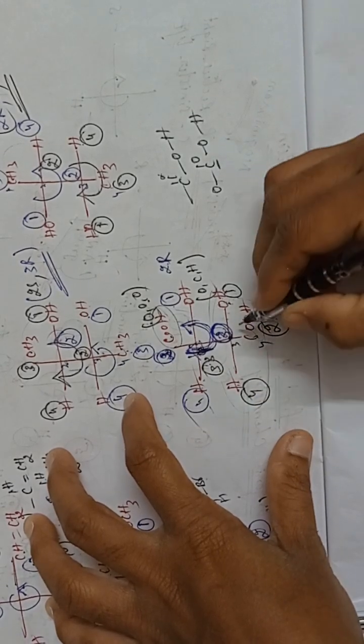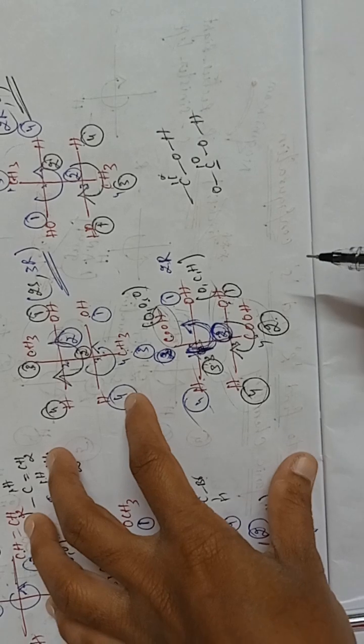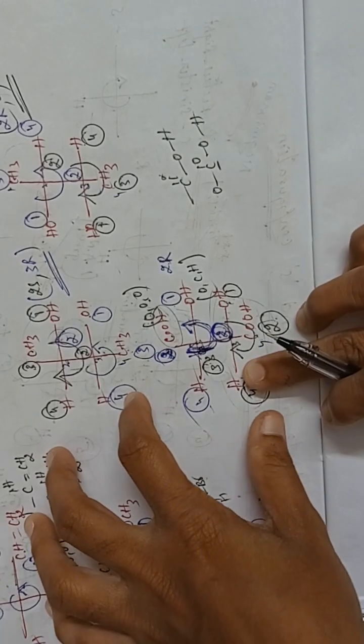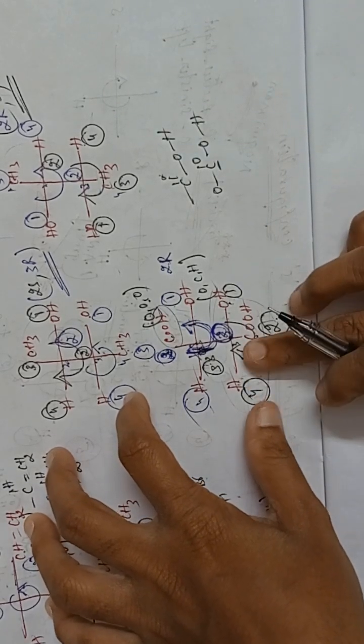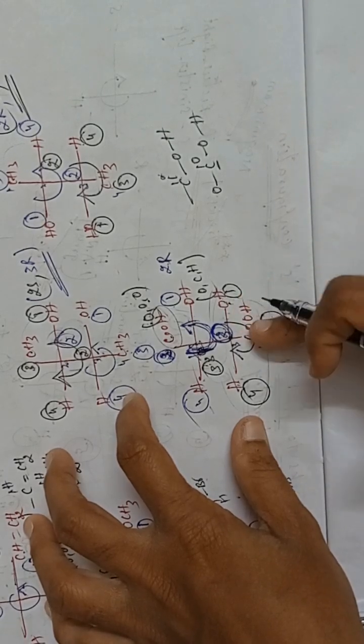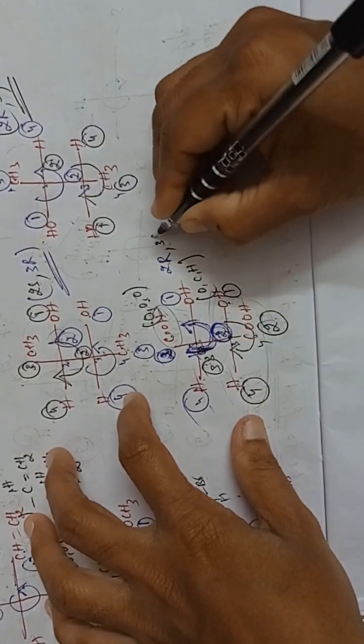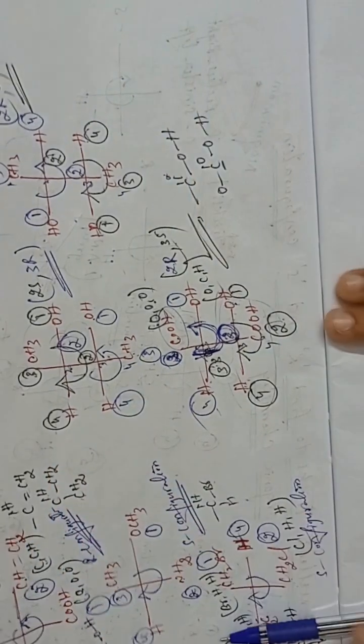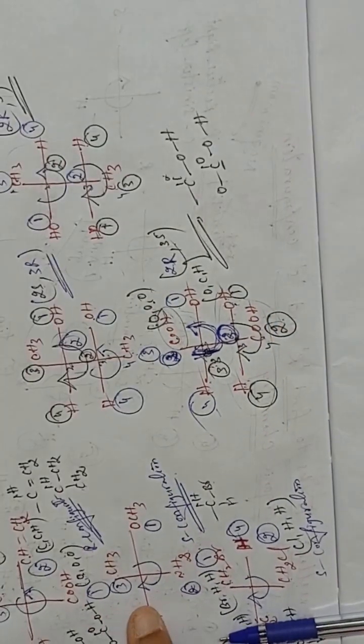1, 2, 3. This is which direction? Clockwise direction. Clockwise, horizontal line. Trick number 2. Clockwise, horizontal line, which configuration? S configuration. Correct? Clockwise, S configuration. 3S. This is the correct answer. Clear students? Understood.